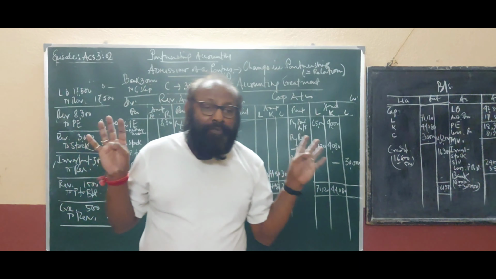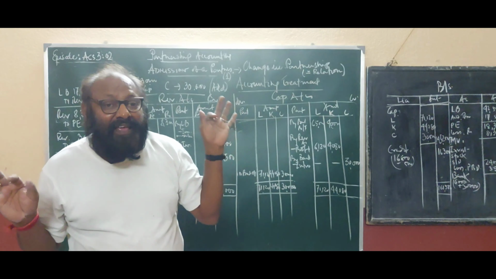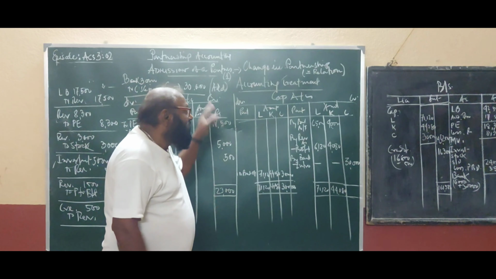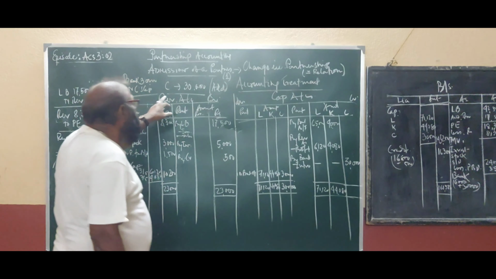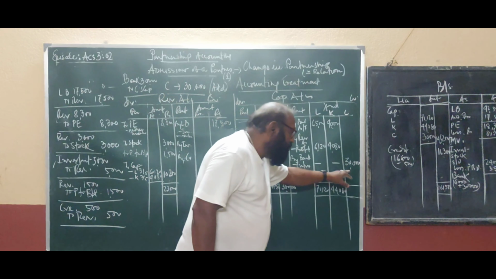Okay, so what we have to do, we have to prepare revaluation account, we have to prepare capital account, and we have to prepare the balance sheet, new balance sheet, clear, after the introduction of incoming partner. But one thing in our problem, the amount of investment by the new partner, Mr. C, has not been given, so we have added it for your understanding purpose. So C has given 30,000, so journal entry, bank account debit to C's capital account, clear.